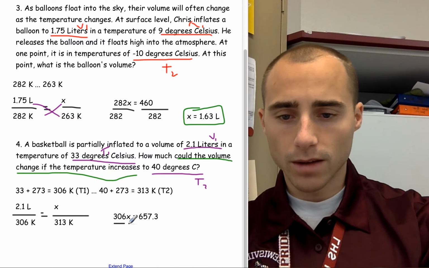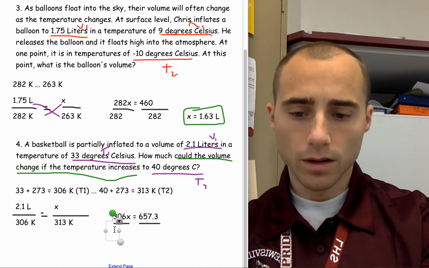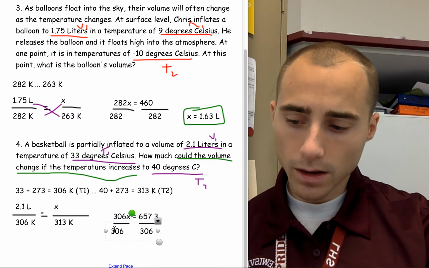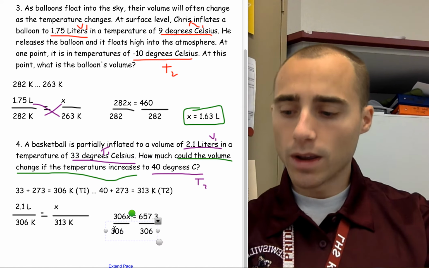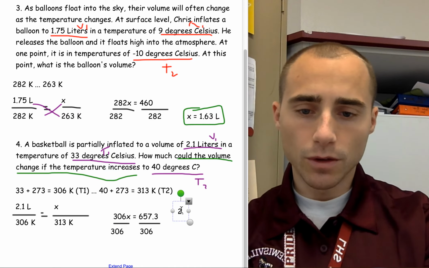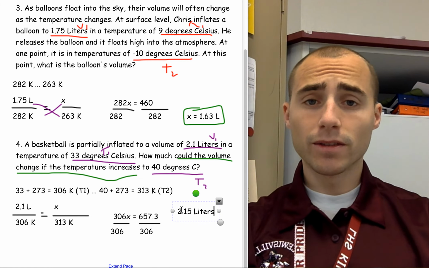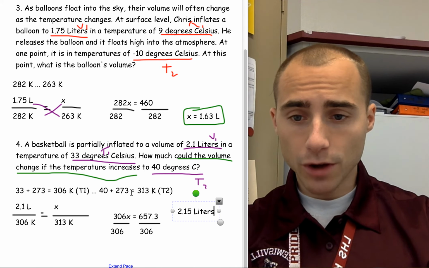306, divided by 306. It's going to give you 2.15 liters. But is that our answer? No. Typically it would be, but it's saying how much could the volume change?